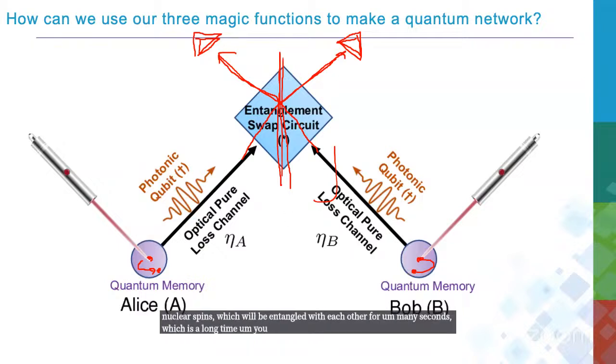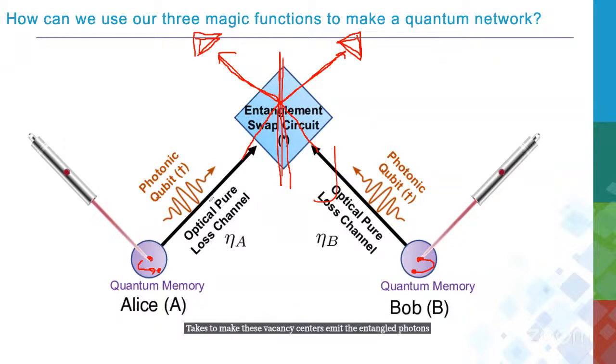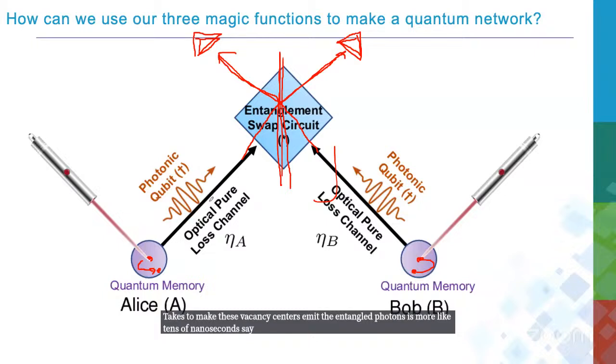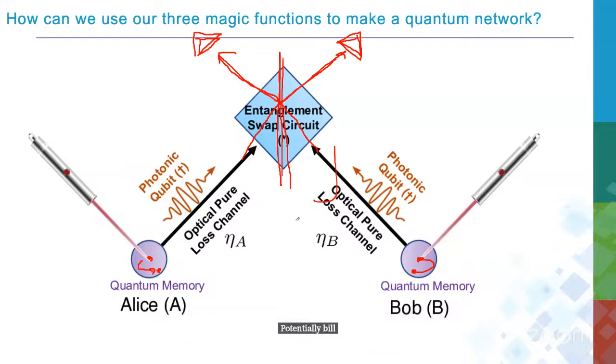For these kinds of processes, the time it takes for these vacancy centers to emit the entangled photons is more like tens of nanoseconds, say. And so I can do a lot of these in the time that the nuclear spins will stay entangled with each other. For many seconds, I could potentially do billions of repeated operations like this. Now, why do I want to make repeated operations like that?